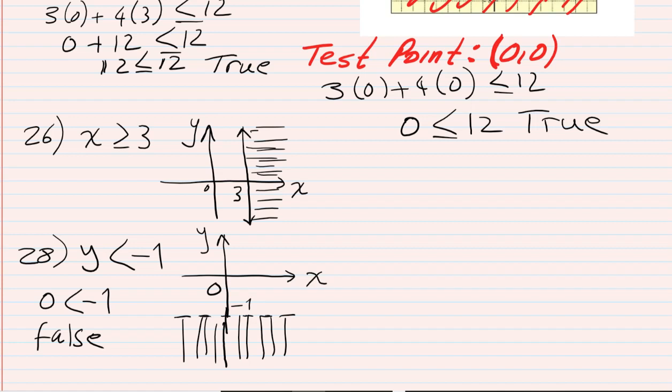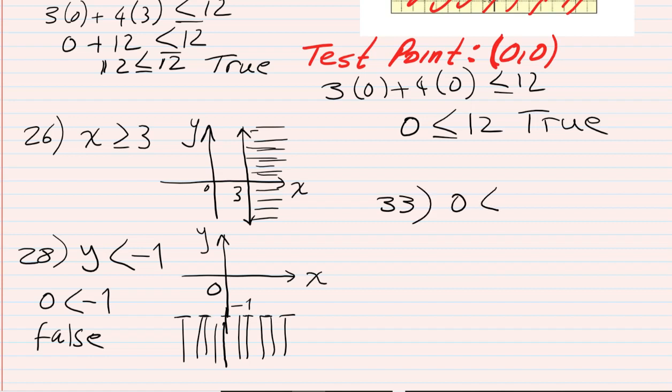Remember, if the test point gives you a true statement, you want to include it in the solution region. If the test point gives you a false inequality statement, then you do not want to include it. So there's number 28, and let's take a look at something like number 33.